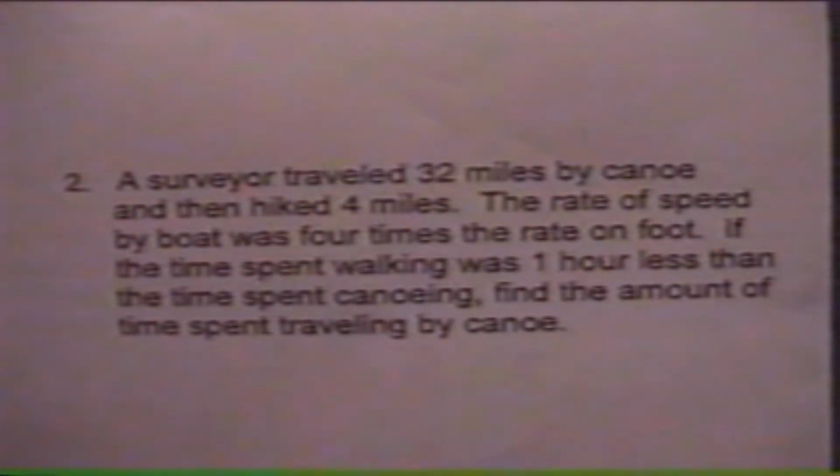Okay, let's try a different one. Number 2 says a surveyor traveled 32 miles by canoe and then hiked 4 miles. The rate of speed by boat was 4 times the rate on foot.